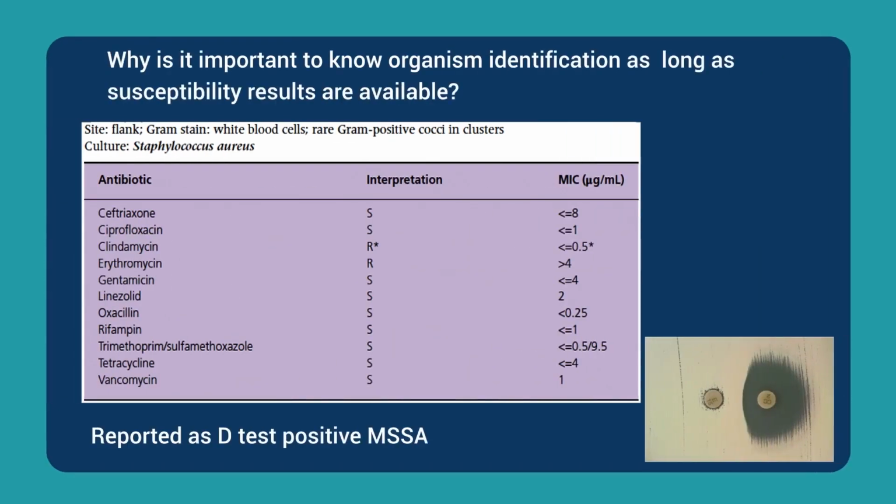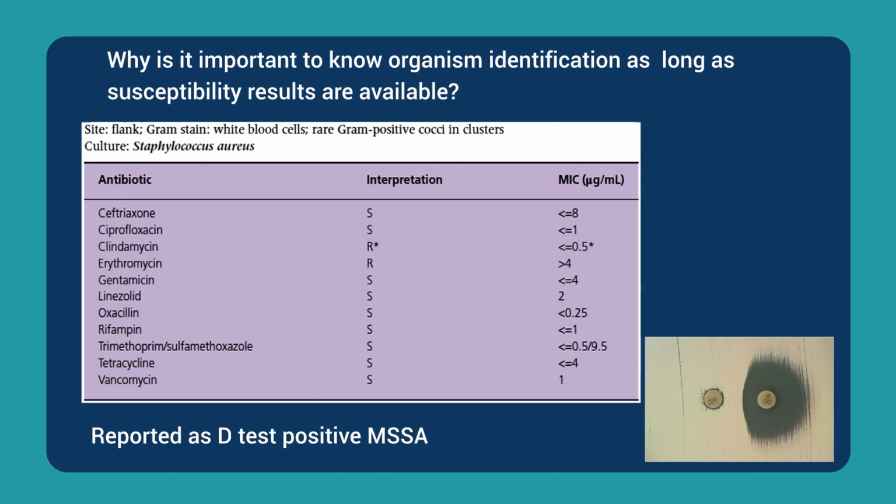Let's first look at this case. This is a patient who has an infection of the flank and pus was drawn from the flank, and the gram stain showed that there were white blood cells or pus cells and occasionally gram-positive cocci in clusters. This was identified later as Staphylococcus aureus.